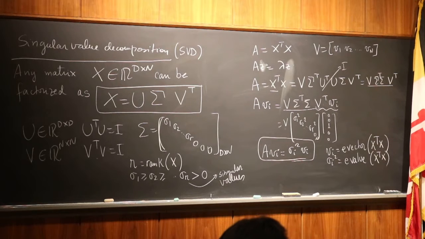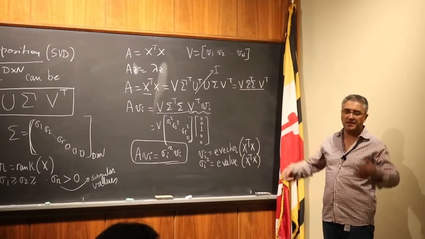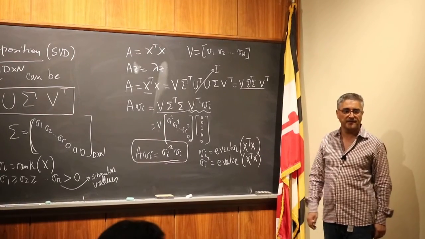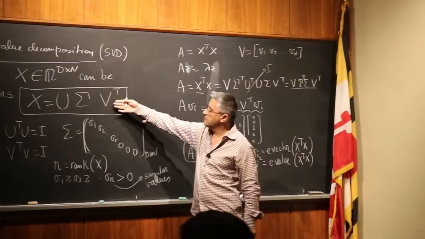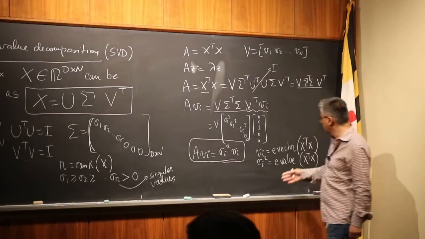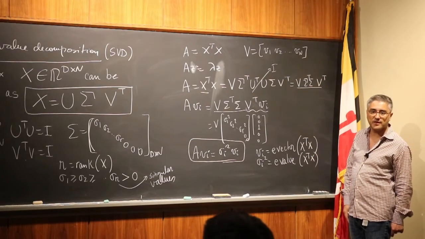So, in conclusion, these U's and sigmas and V's are not completely random or independent, or they didn't fall out of the sky. The V's have a meaning. And the meaning of the V's is that the V's are always the eigenvectors of X transpose X. Okay?